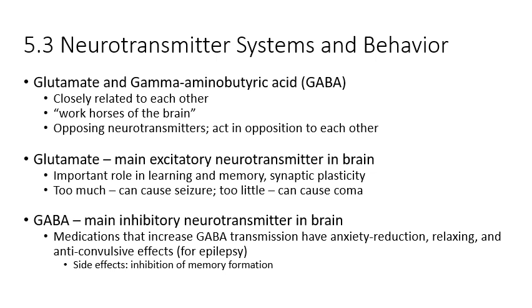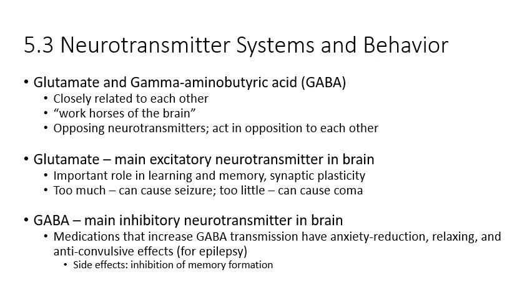So there are a few more neurotransmitters that I wanted to talk about that your book didn't go into too much detail on. Two of them are glutamate and GABA. Glutamate and GABA are very closely related to each other. They're kind of called the workhorses of the brain. These are two neurotransmitters that act in opposition to each other. So glutamate is the main excitatory neurotransmitter in the brain. It plays an important role in learning and memory and synaptic plasticity.